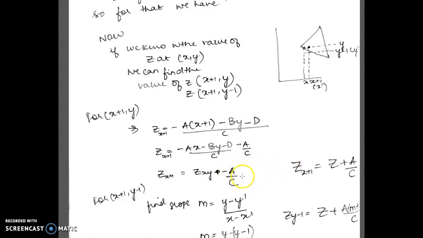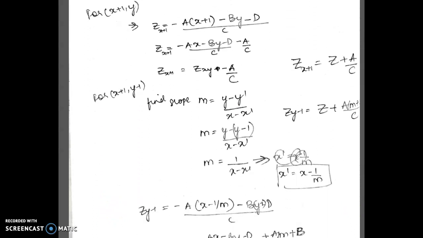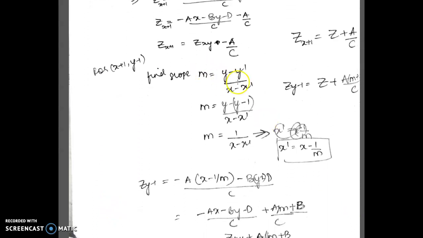Okay, so next, if we substitute for the next point, that is x plus 1 comma y minus 1, we are finding the slope. How to find the slope? We know the value of x and y, and we need x dash and y dash. So we find the slope using the formula m equals y minus y dash divided by x minus x dash. Okay, so after that we are rewriting this equation in the form of x dash equals x minus 1 by m.